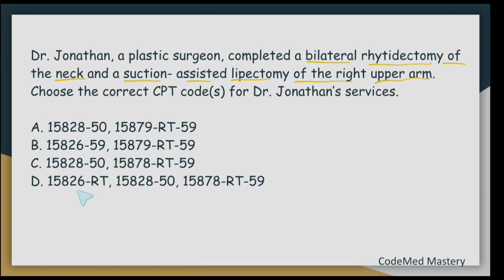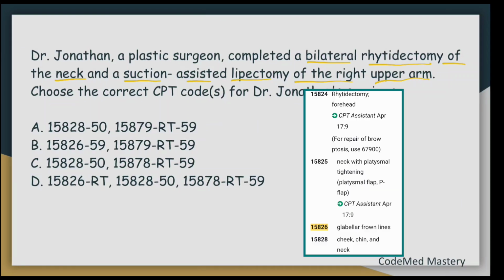Let us check the first code from each option. In option A, they have given 15828, in option B 15826, in option C again 15828, and in option D 15826. So let us check these two codes, 15826 and 15828. 15826 is for rhytidectomy glabellar frown lines and 15828 is for rhytidectomy cheek, chin and neck. So in the scenario, bilateral rhytidectomy is of the neck. So we have to use the code 15828.